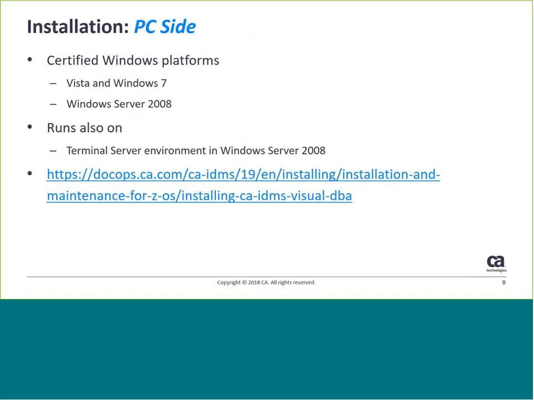So I'll talk briefly about installation. It's very, very straightforward. You can download it from our website. It must run on a certified Windows platform, so either Vista or Windows 7. As new Windows platforms come out, we make sure that Visual DBA is compatible with them and runs on them. It can also run on a terminal server.